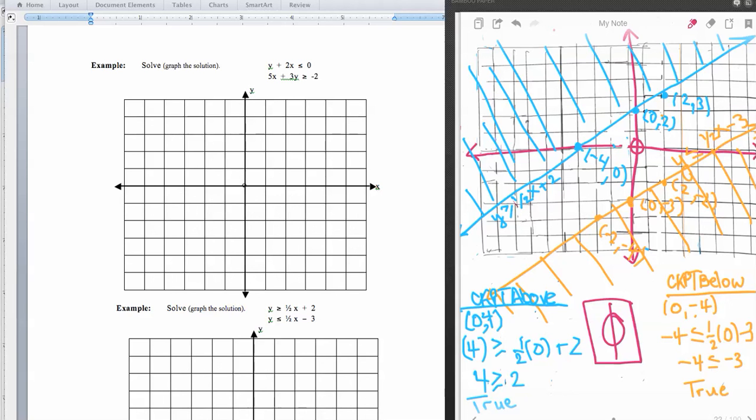And then here the second equation, and I shade below it, right? In slope-intercept form it says less than that, so I believe my checkpoint to be below it, and sure enough, that's the true statement. Now I've shaded both of these.